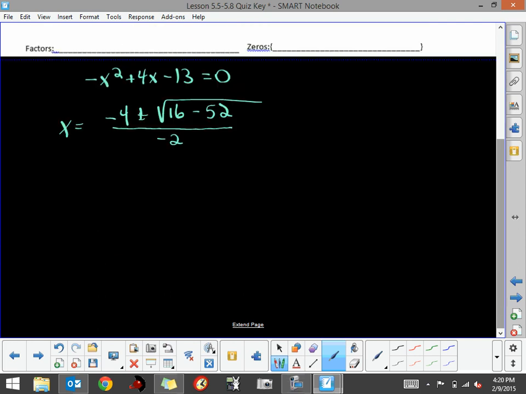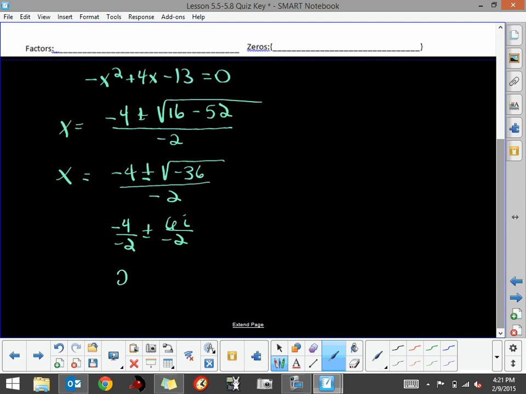Now there's some simplification that has to happen in here. It's -4 plus or minus the square root of 52 minus 16, which is -36, all over -2. Now it's -4 over -2, plus or minus the square root of -36, which is 6i, over -2. This ends up being +2 plus or minus, and then you could put a -3i. There's no reason to keep all these double signs in here, because plus a negative is negative, and negative times a negative is negative. So really it can just be simplified to 2 plus or minus 3i. Those are my other two zeros.